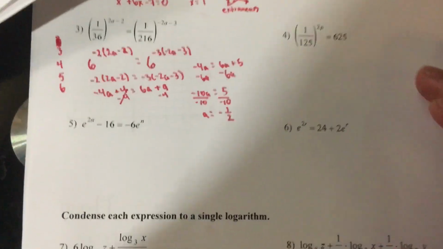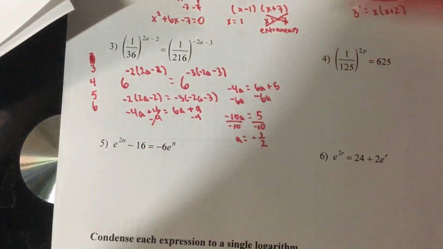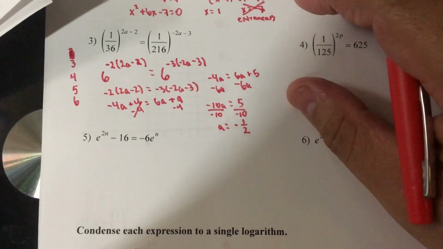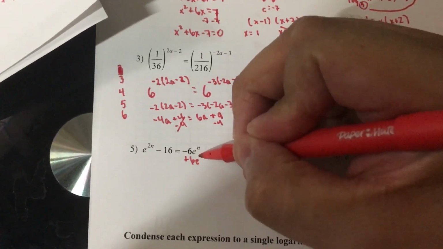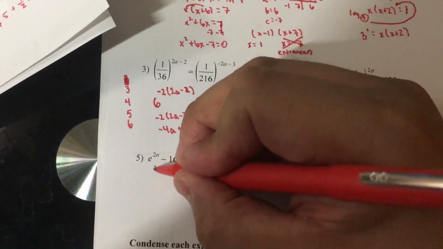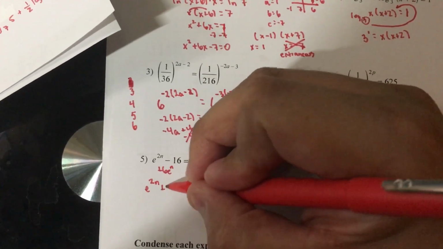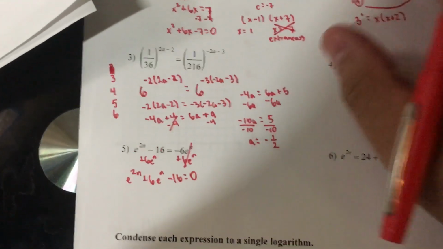Two types of exponentials I can solve for. So for this one, you can see that I have a power of 2n here. Okay, so this is one where I'm going to have to do some factoring. What I'm going to do here is move everything to one side. So minus 6e to the n, so they cancel here. I'm left with e to the 2n plus 6e to the n minus 16 equals 0.